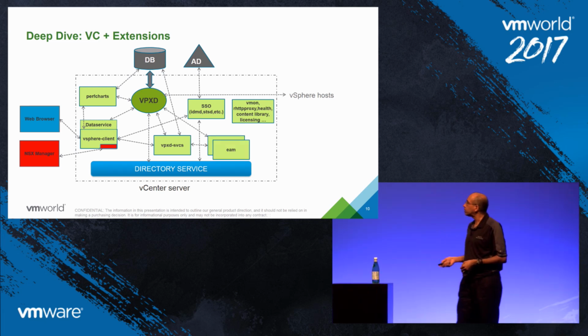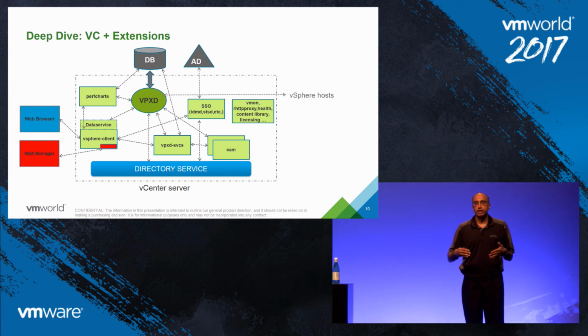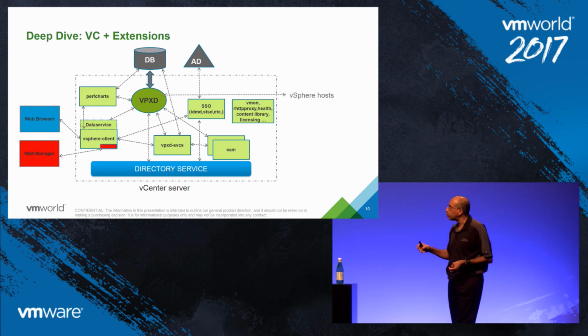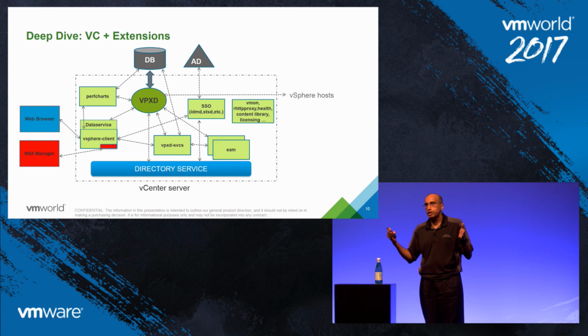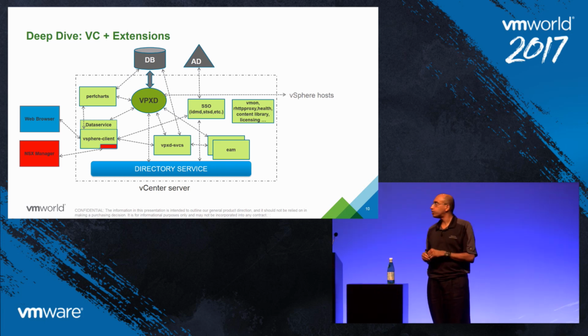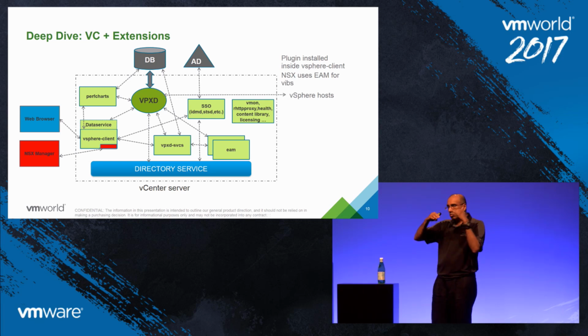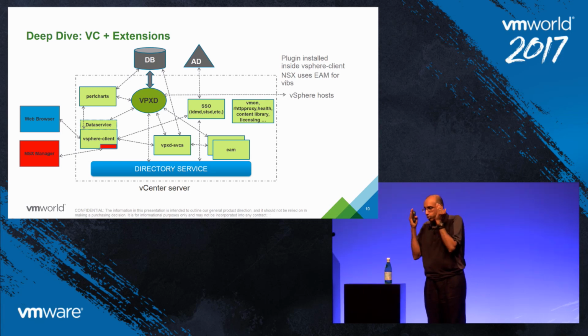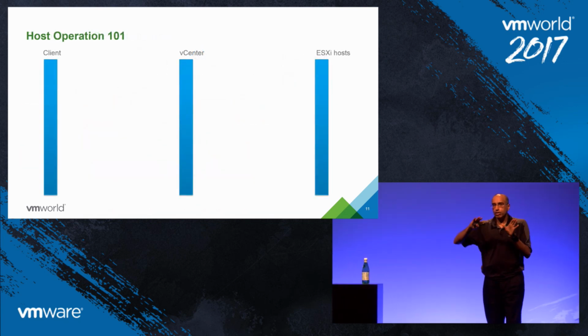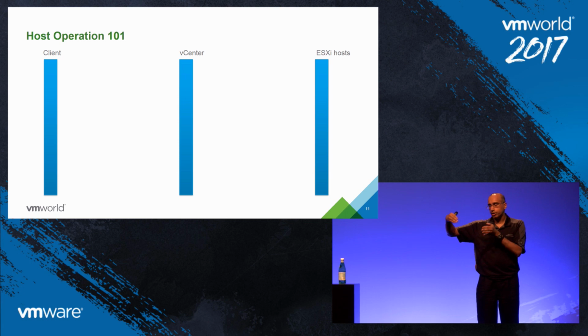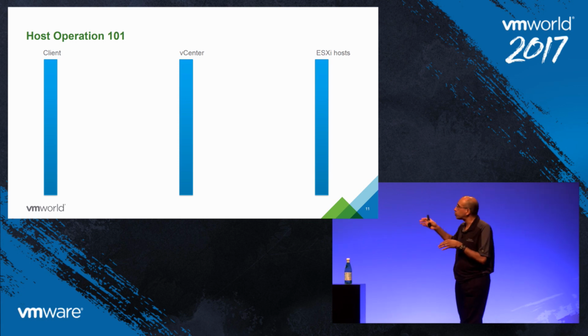Now, these kinds of plugins and extensions invoke different functionality within the vCenter server. For example, NSX uses ESX Agent Manager in order to install VIBs and monitor those VIBs. Given that you're using NSX, that means that you're unlocking more functionality, which means you need yet more resources to run vCenter effectively. Okay? Now, to deconstruct the host operation just a little bit more, I drew this graphical picture.